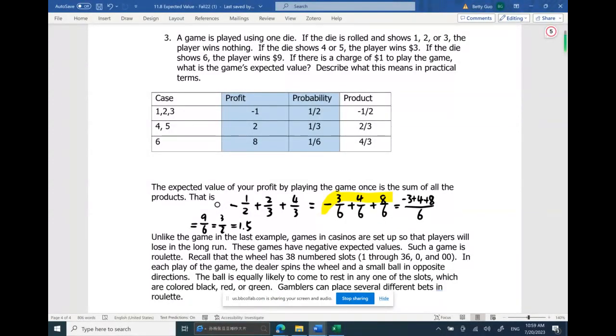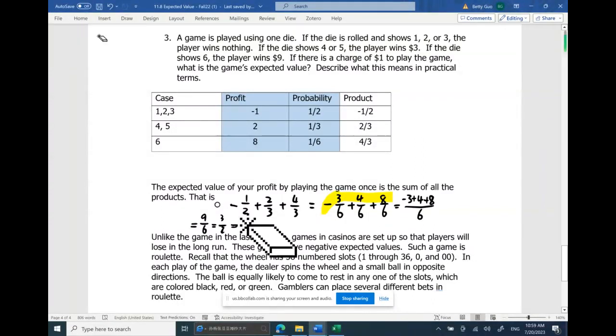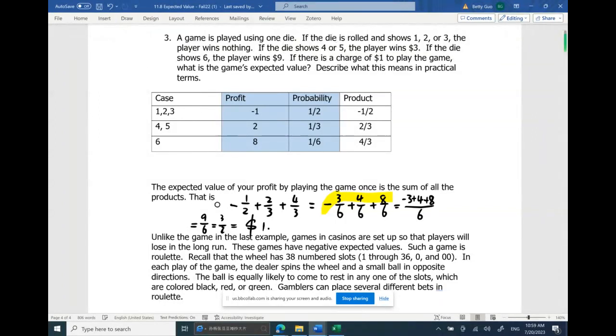So 3/2 is 1.5. And what is the unit for the 1.5? Because we're talking about profit, money, right? So your expected profit by playing the game is $1.50.